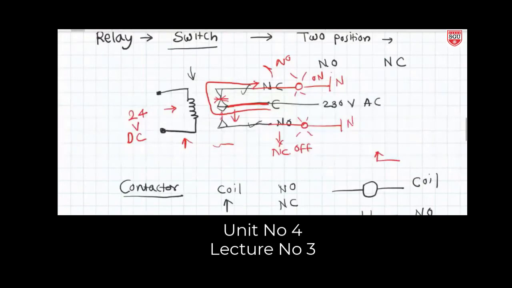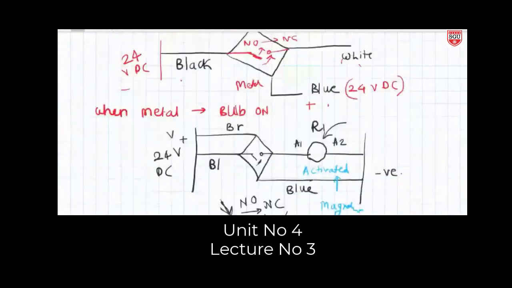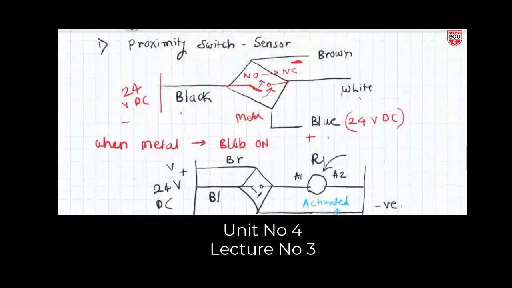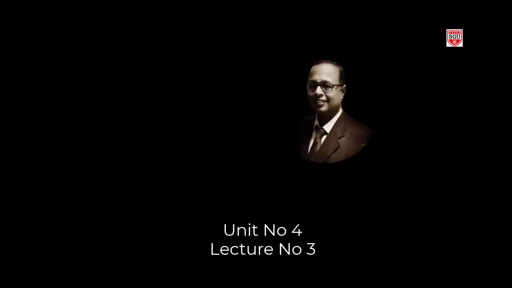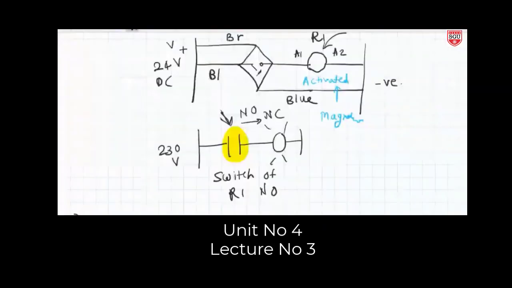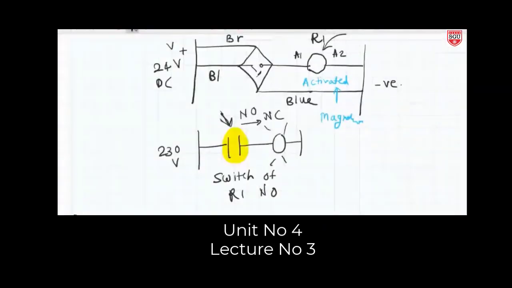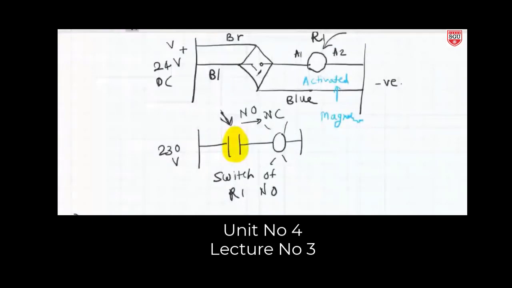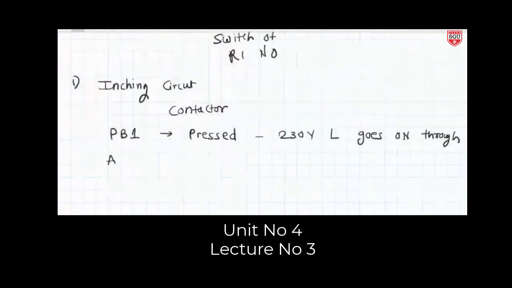When metal is there, what will happen? The NO will become NC. This NO, symbolically shown, will become NC, and the bulb will turn on. When metal is not there, the coil gets deactivated again, and the original position is achieved. That was the previous one, which I will show with an example also.